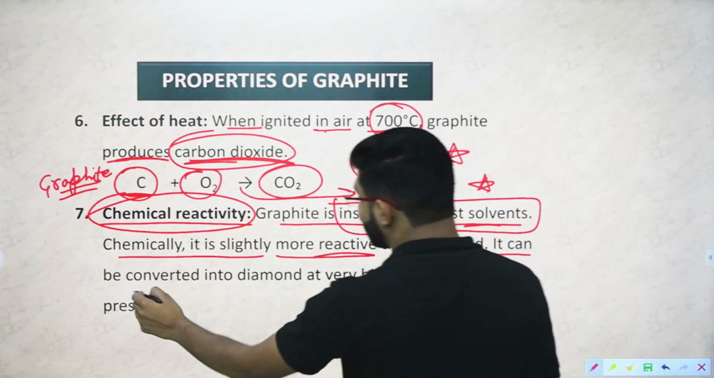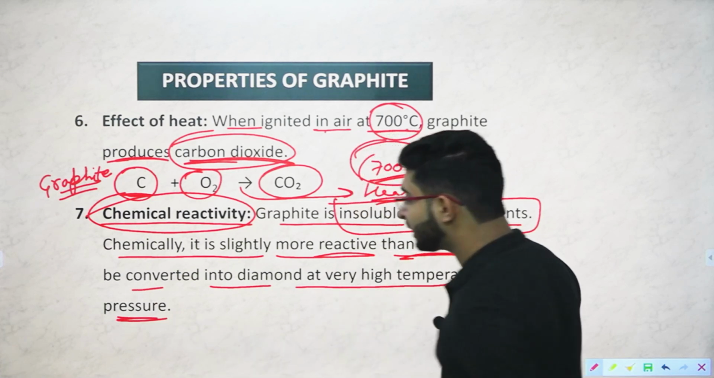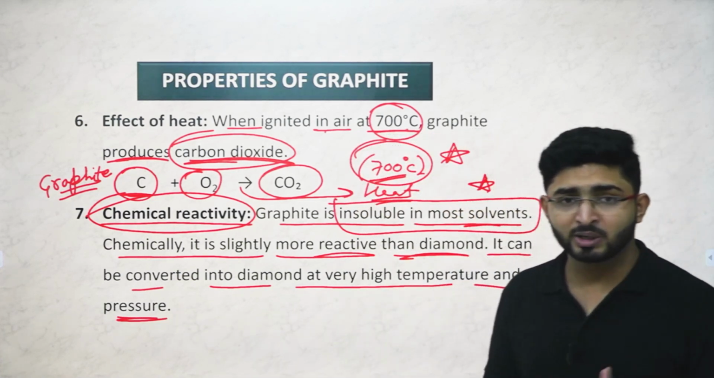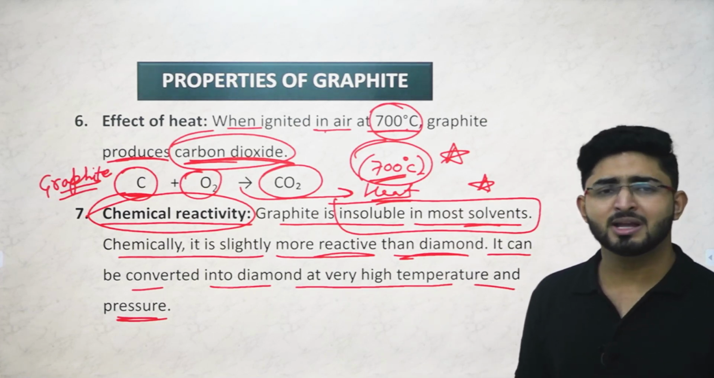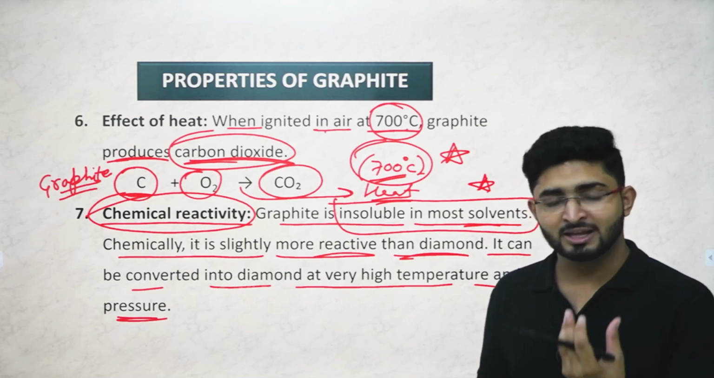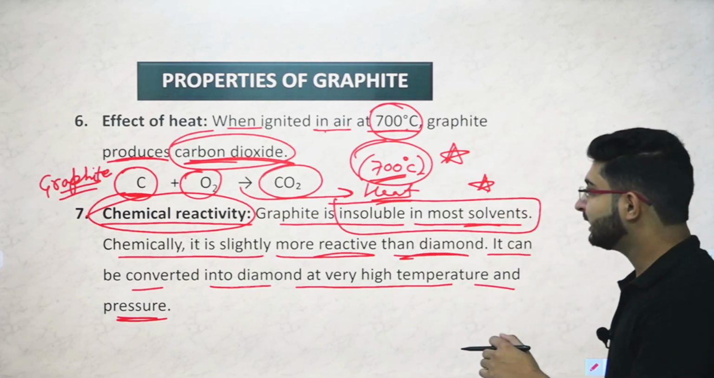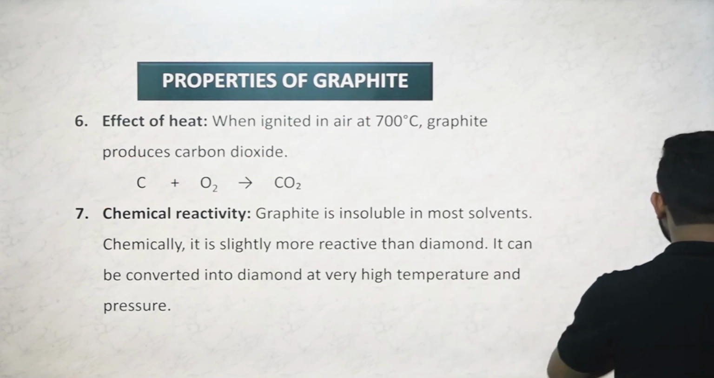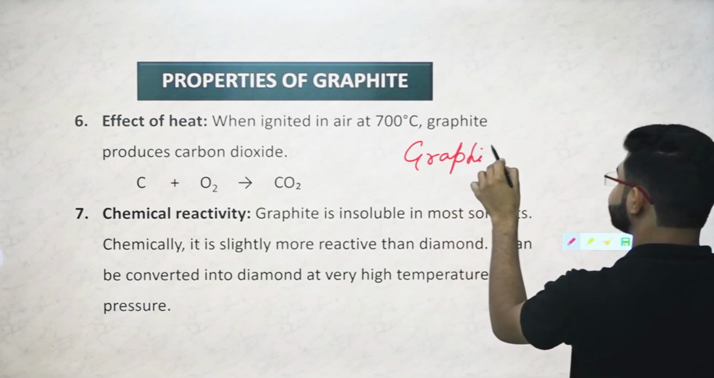It can be converted into diamond at very high temperature and pressure. We know very well that when we give a high temperature and extremely high pressure to a carbon substance, it can be changed into diamond, that is synthetic diamond. Okay, take the screenshot. So till now, my students, we have studied what graphite is in today's session.